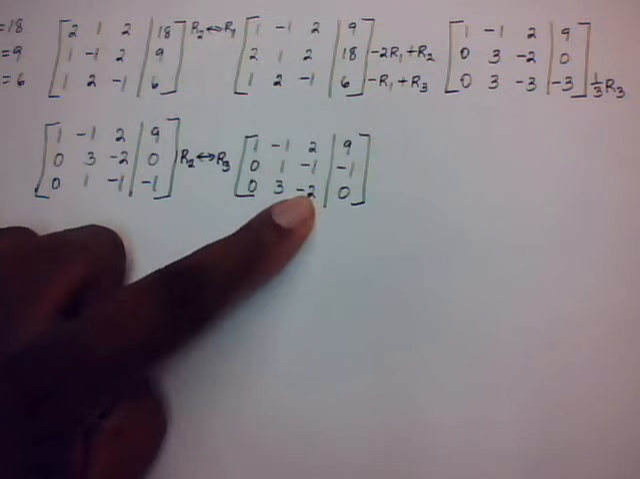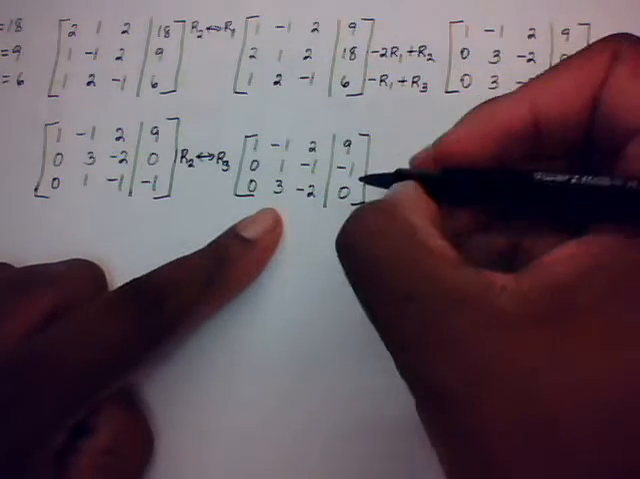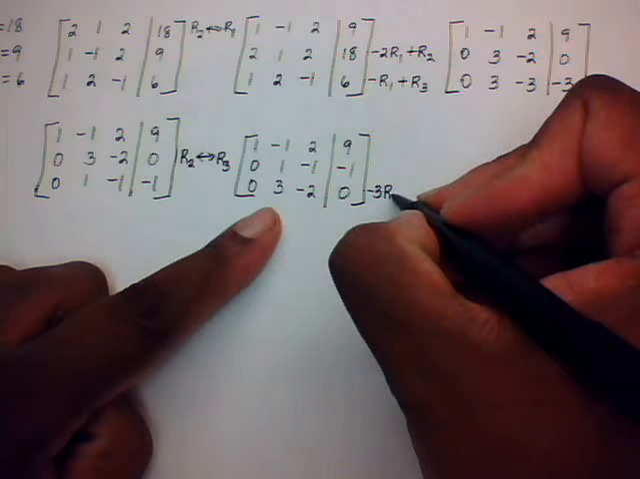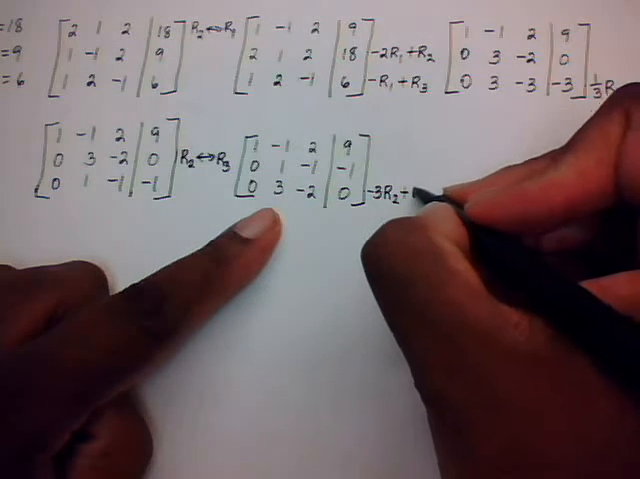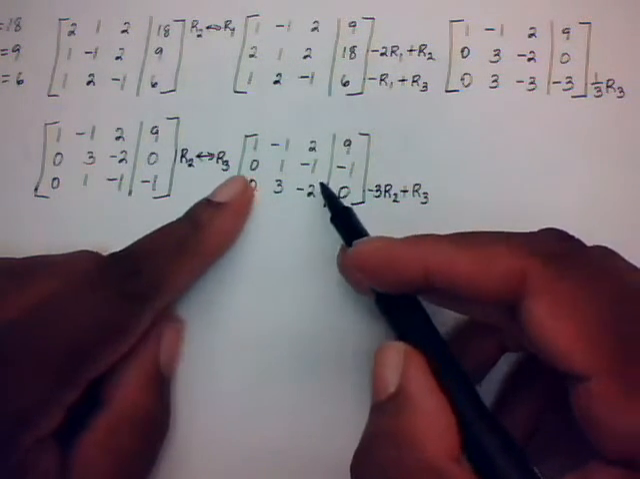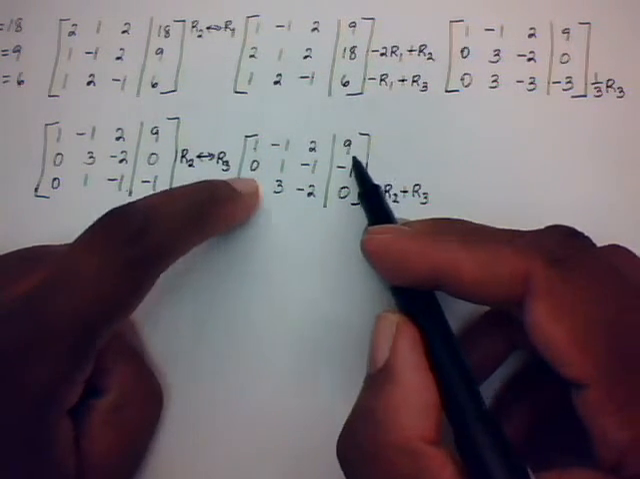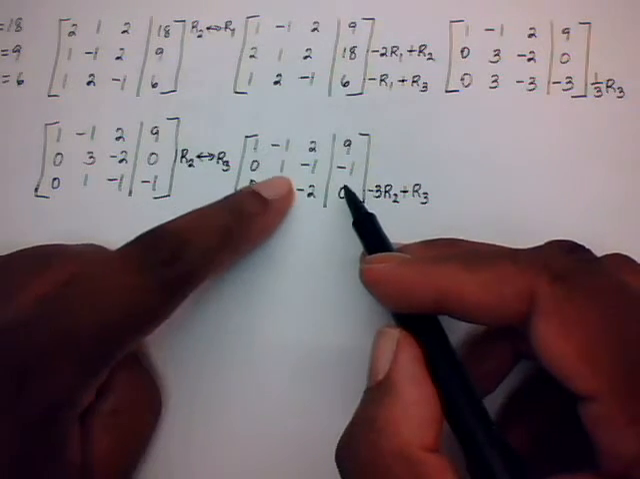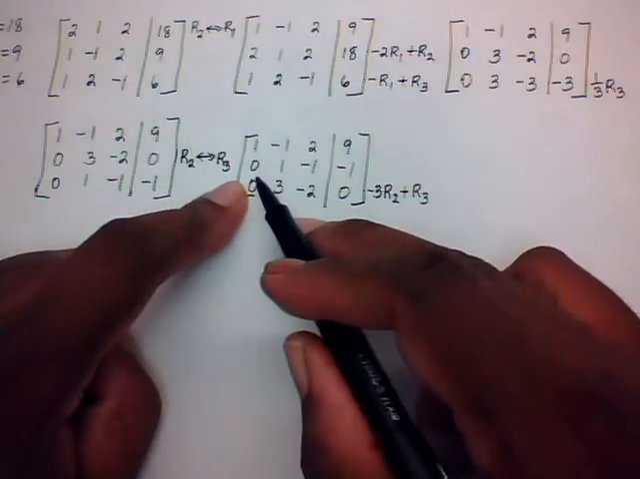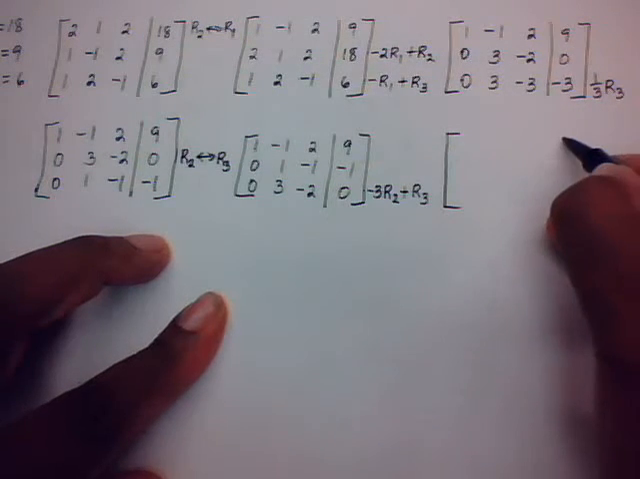Now, what I'm going to do here is get a 0 underneath this one right here. I got a 3 here, so I need to do -3 times row 2 plus row 3. Now, I'm not going to do -3 times row 1 because if I did that, I'm going to have a -3 here, which I don't want. It'll be easier to work with row number 2. Take -3 times row 2, and then add that to row 3. And here's what I'm going to come up with.